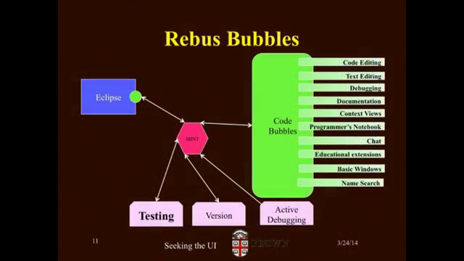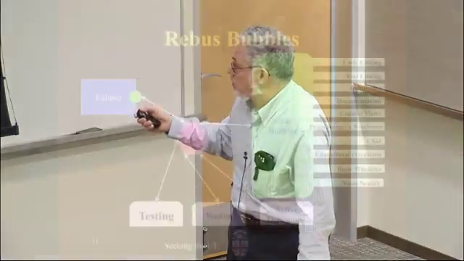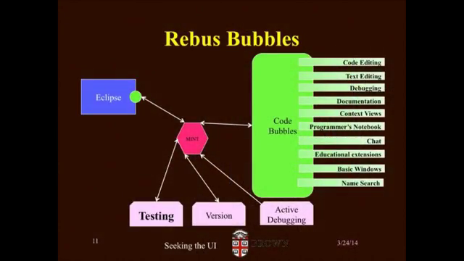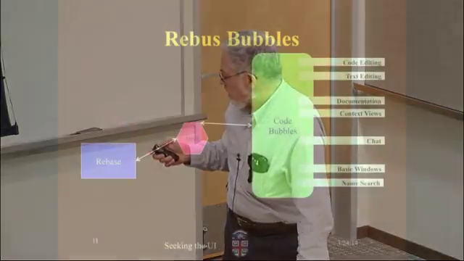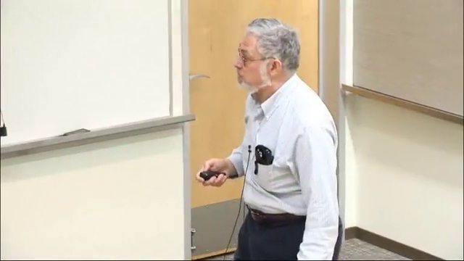Now we started with that for Rebus. And what we did is we just removed all the stuff that was Eclipse specific, including things like debugging, which you're not going to do in search, and educational extensions in the programmer's notebook. And then we added a backend, Rebase, to replace Eclipse. And that's it. That made it work.